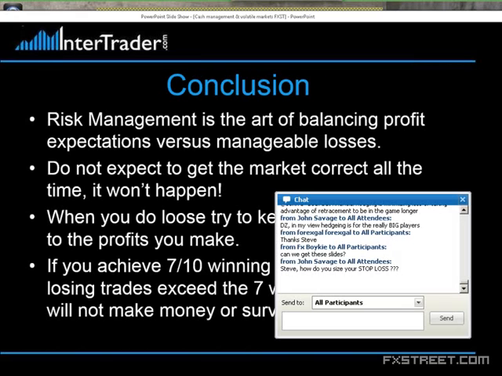Yeah, well, exactly. Hedging doesn't work in sideways markets. That's a good point.